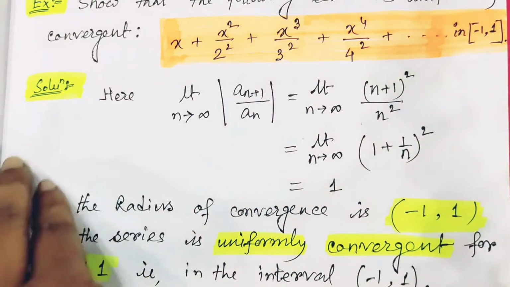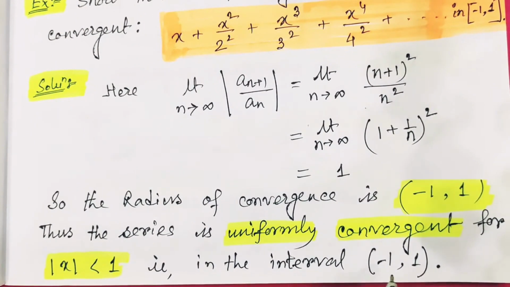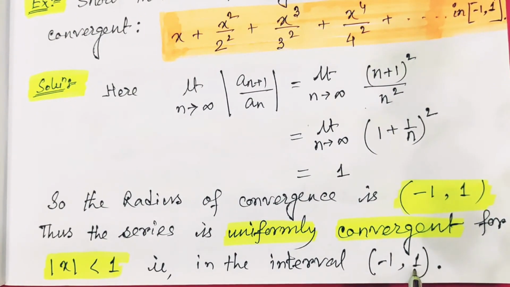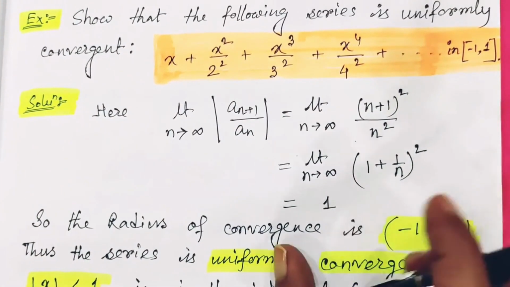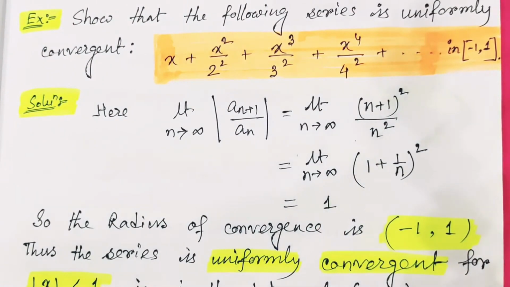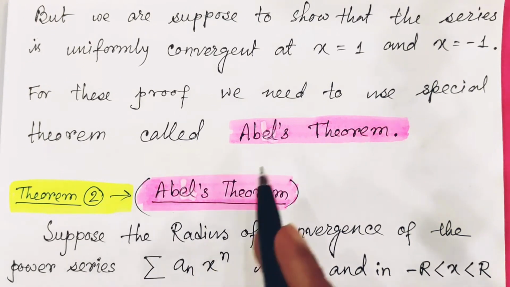But I told you previously that for absolute convergence at the end points, that is, at the exact values x equals minus 1 and x equals plus 1, this series should be convergent. Then we can say the given series is uniformly convergent within this closed interval minus 1 to plus 1. So how to verify that? For that we need a special theorem, that is Abel's theorem.